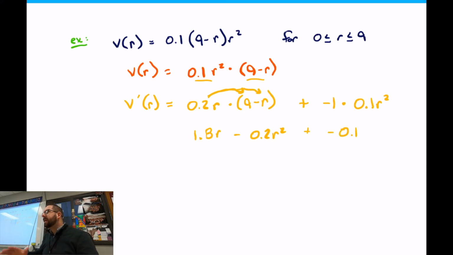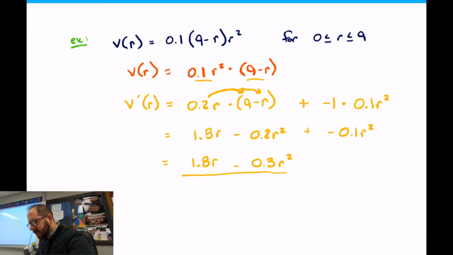So if I combine like terms here, and again I'm just simplifying this down, I have 0.18 r, and negative 0.3 r squared. That's if I combine like terms. So that's the first derivative. I'm going to leave it right there. This is kind of a crucial part: we have to find that first derivative. Now, we're not finished yet.